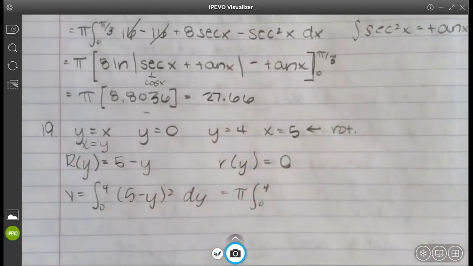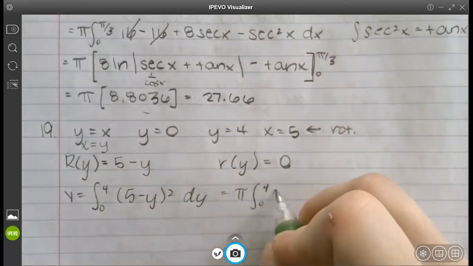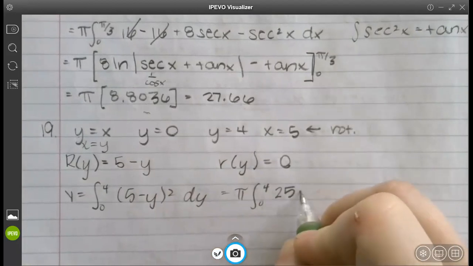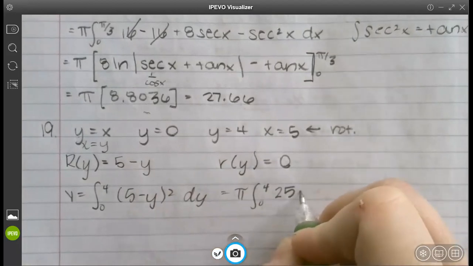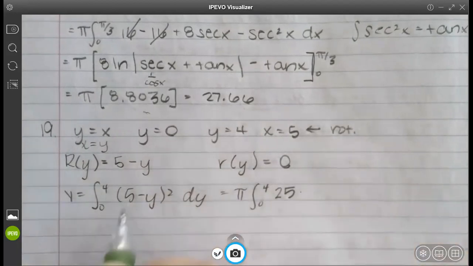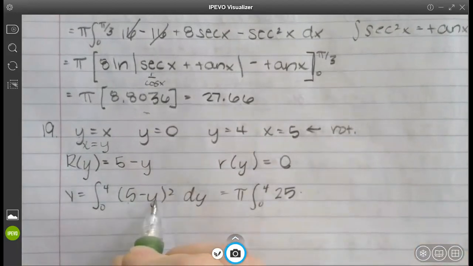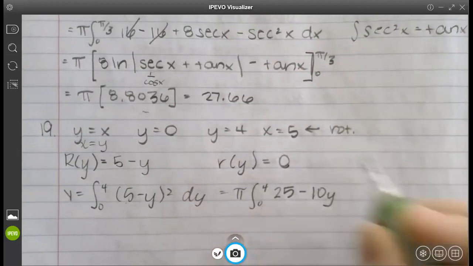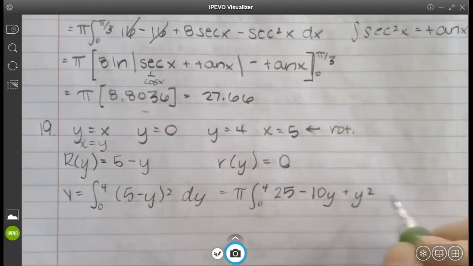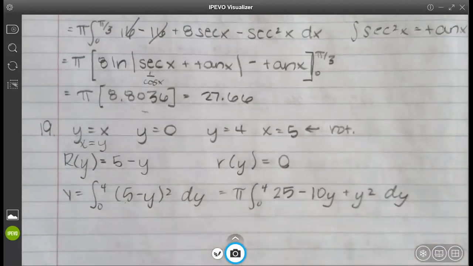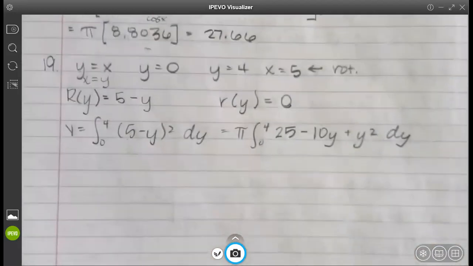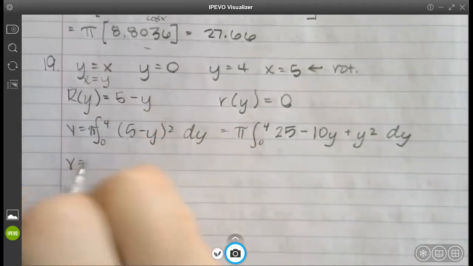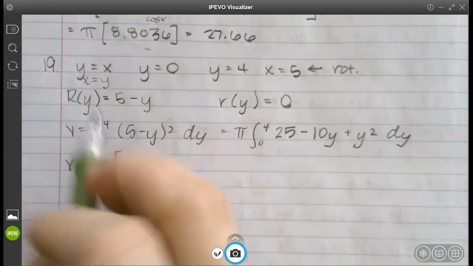Multiply it out real quick. 25. Oh my God, multiply them together. The negative 5y times 2 is negative 10y. Square the last one. Yeah, we got it. y squared. It's okay. It's all good. I didn't put my pi up here. Sorry about that. Yeah. So pi integrate.